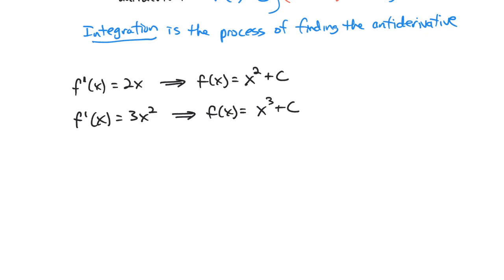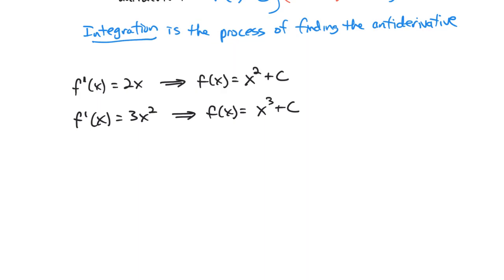And you can check, right? If you're not sure about this, take the derivative of this. This is f of x. What is f prime of x? Well, power rule, 3x squared. Derivative of c is 0, it just goes away, so it's 3x squared.